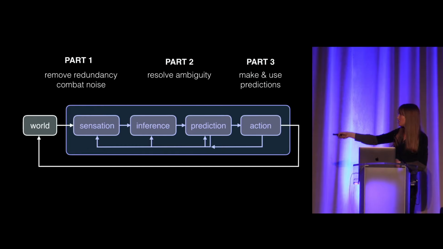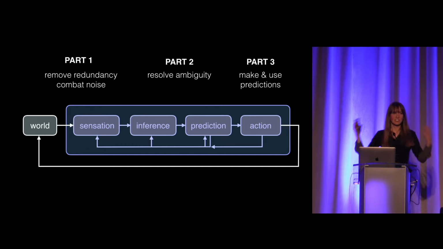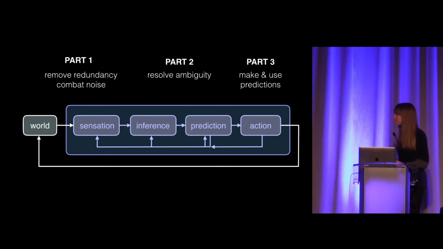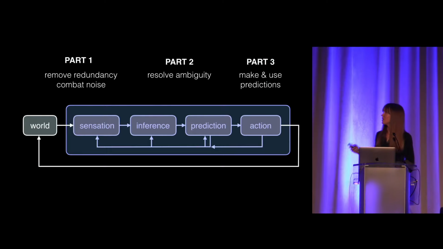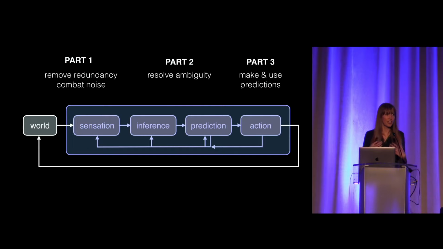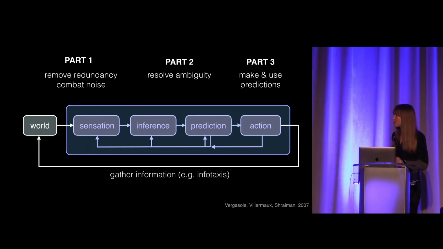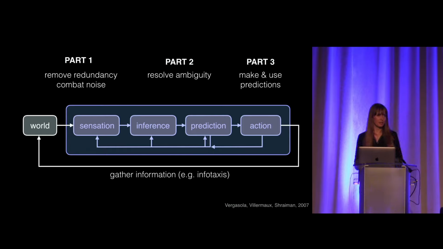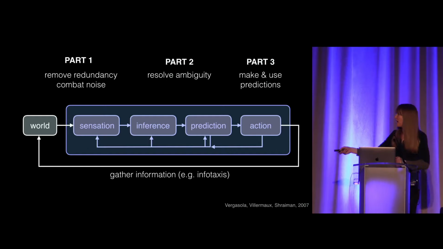So we're now starting to build in more of these bigger feedback loops. Now, there have been many ways of thinking about how actions can influence the state of the world and how an animal or an agent should choose actions in a smart way. One class of these approaches focuses on gathering information. These would be approaches like infotaxis.